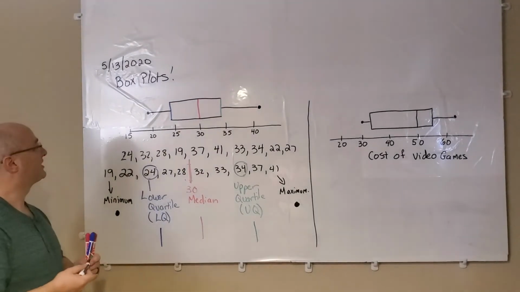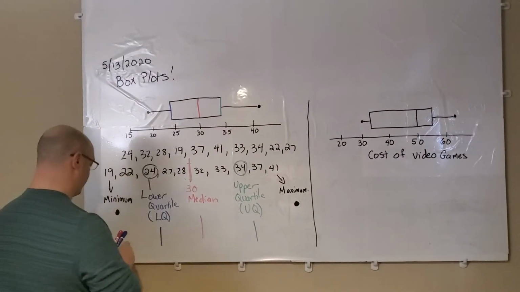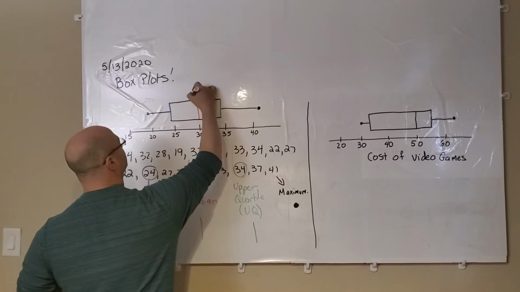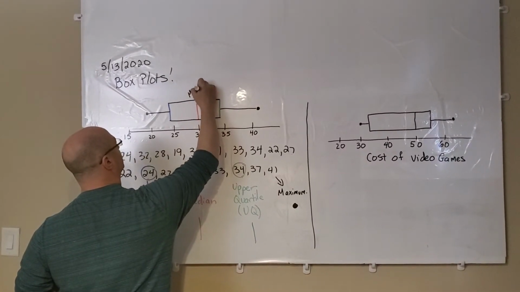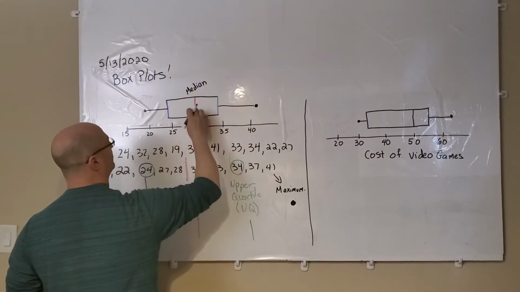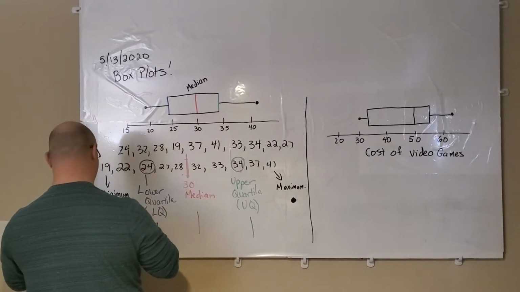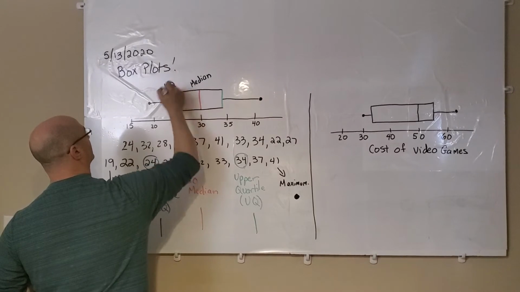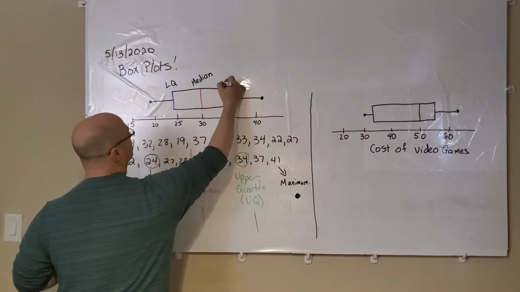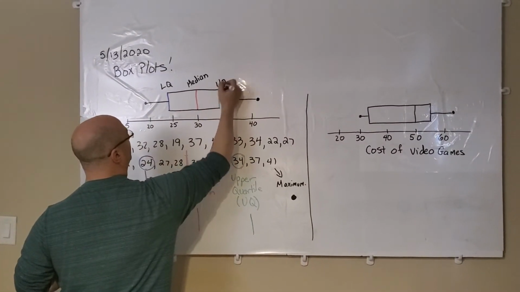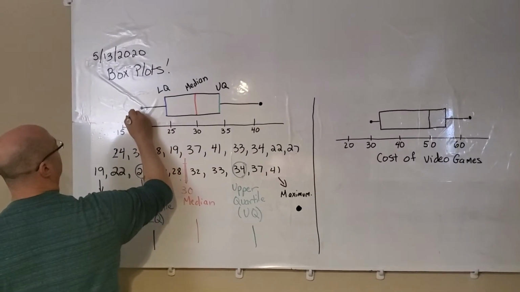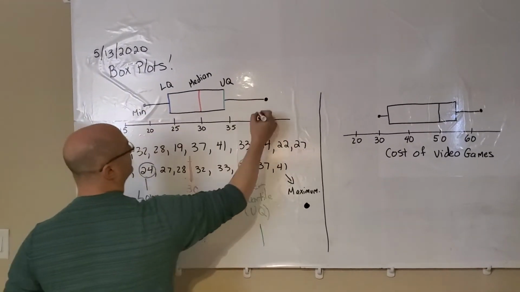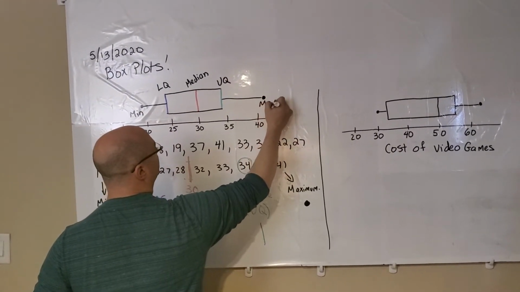This is how you read a box plot. The middle number is always your median. No matter where this is, that's the middle of your data. This part here is going to be our lower quartile. This part here will be our upper quartile. This will be our minimum. This will be our maximum.